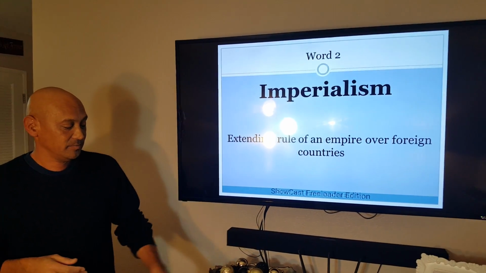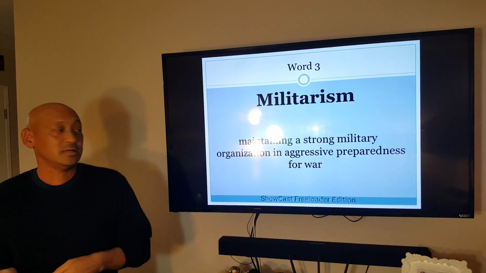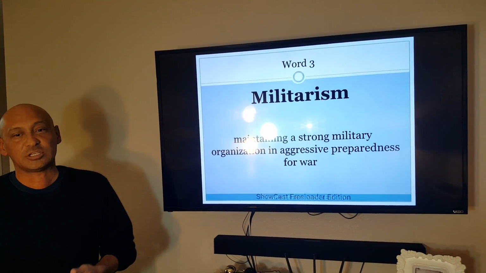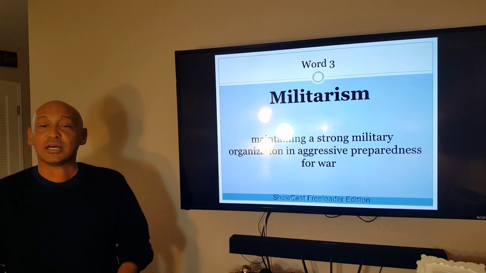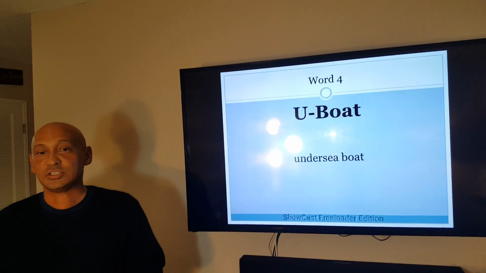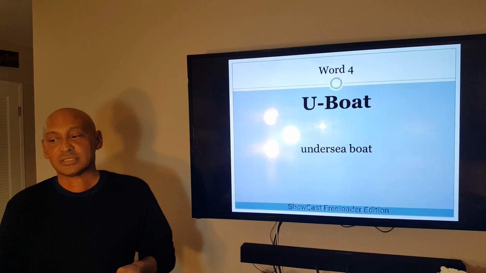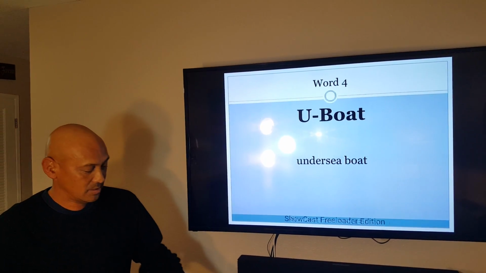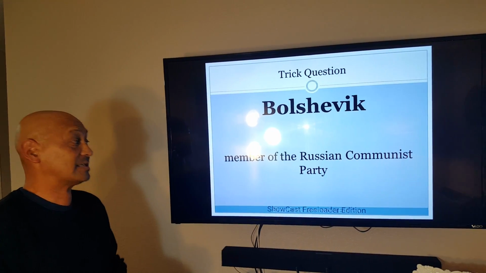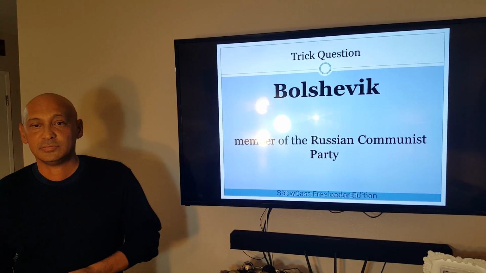The next word, militarism. Militarism means maintaining a strong military organization in aggressive preparedness for war. Aggressive preparedness, remember, means that you're always ready. You're always building your army because you're expecting to go and fight a war. The next word is U-boat. Okay, it's an undersea boat. Which one of the four choices does that term relate to? Final word, and it's the trick word, is the Bolsheviks. Okay, the Bolsheviks is a member of the Russian Communist Party. Okay, so write down one of those four.